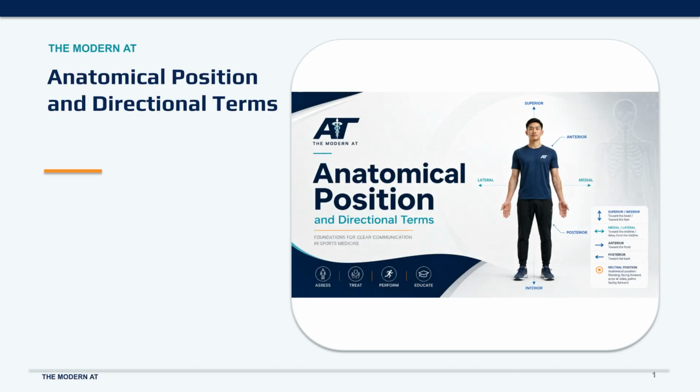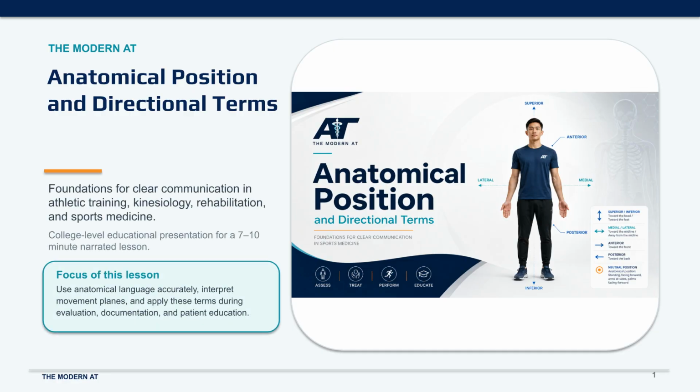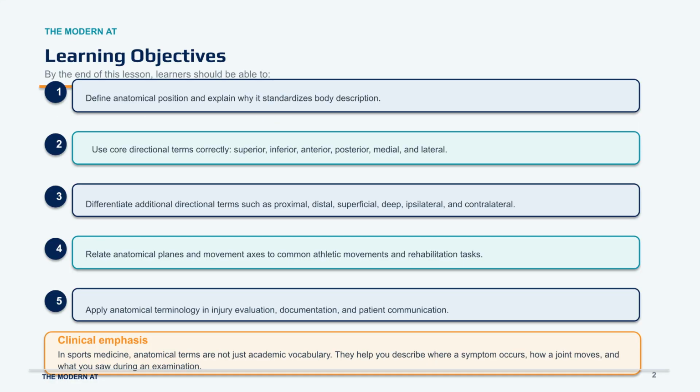This video reviews anatomical position and directional terms, which are the foundations for clear communication in athletic training, kinesiology, rehabilitation, and sports medicine. Our objectives are to define anatomical position, use core and additional directional terms correctly, relate planes and axes to movement, and apply this terminology in clinical contexts.